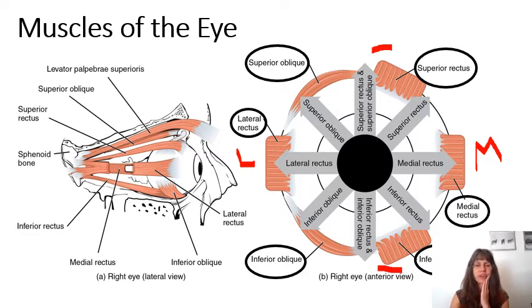As far as superior and inferior oblique, they're going to do a little bit of the opposite of what the name says. Superior oblique actually moves the eye downward and laterally, where inferior oblique moves the eye upward and slightly laterally.